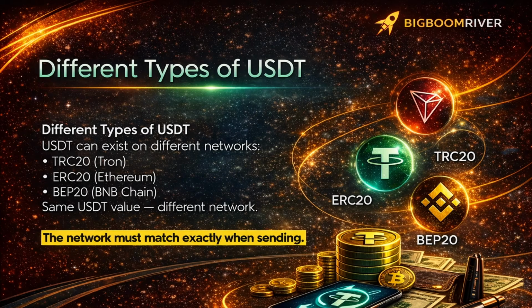USDT always has the same value, but it can exist on different blockchain networks. The most common ones you'll see are TRC20, ERC20 and BEP20. You can think of these like different highways. The money is the same, but it travels on different routes.